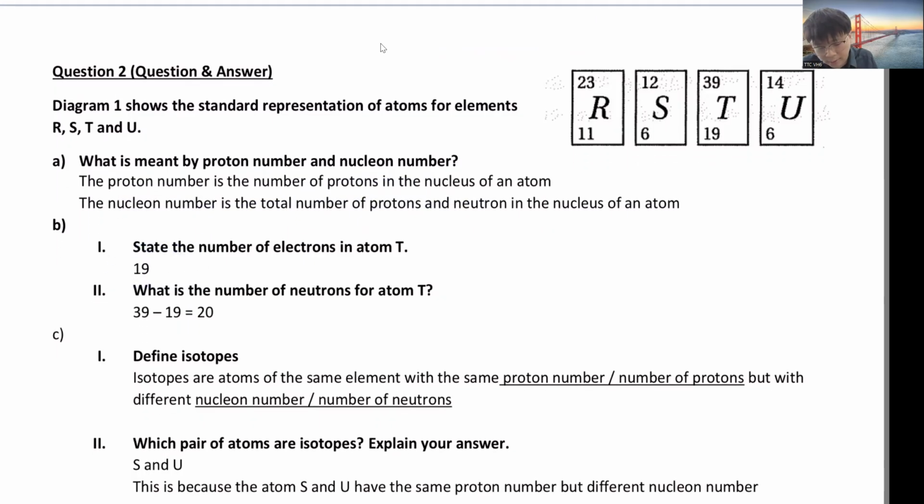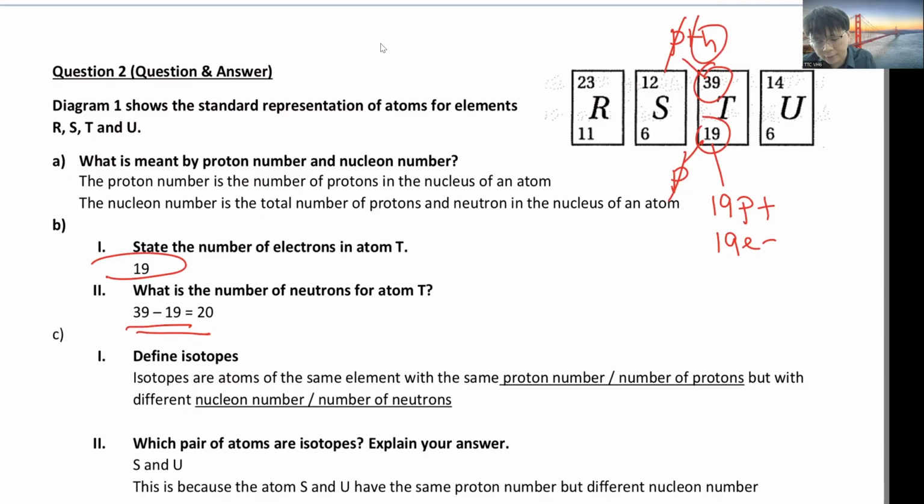So the proton number here is 19, which means it has 19 protons. And for an atom, they are the same number, so the electron number will be the same. Okay, so the electron will be 19. Then for the neutron, because above is proton plus neutron, below is proton, to get the neutron, very simple, take this one minus the P, then you get your N. 39 minus 19 is 20. Remember to show the steps, just in case.